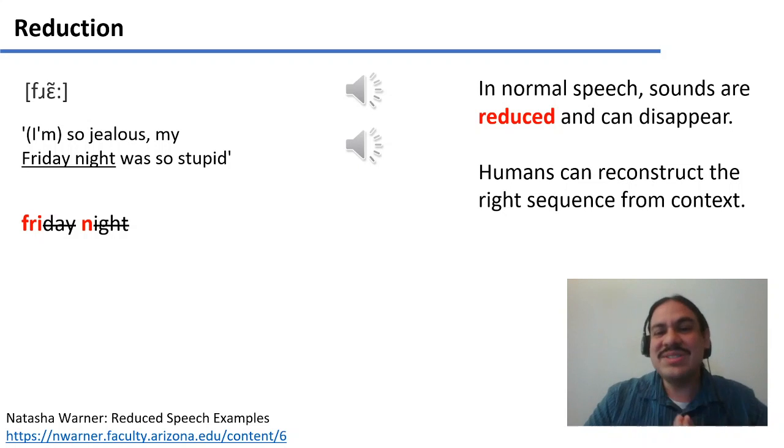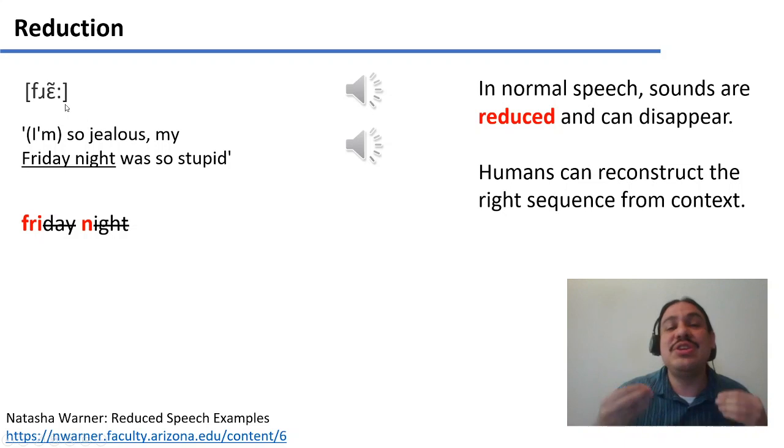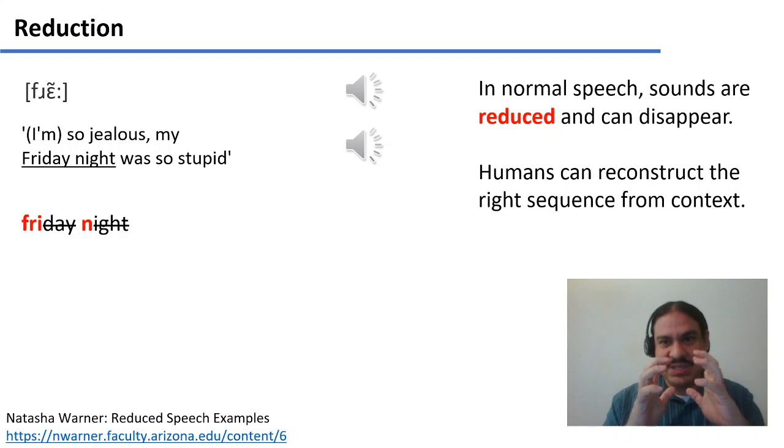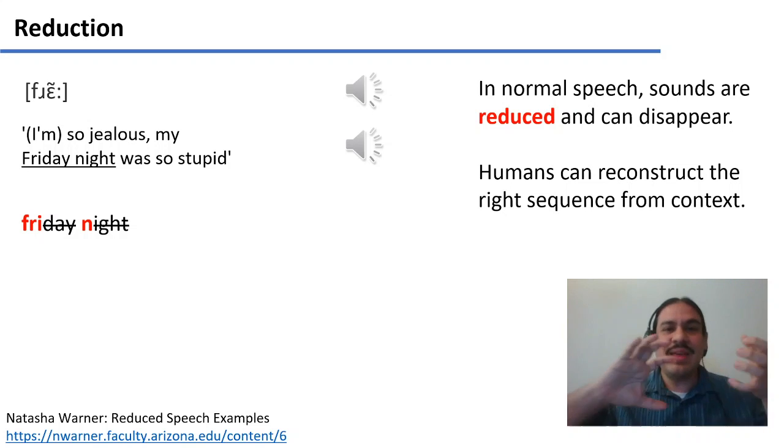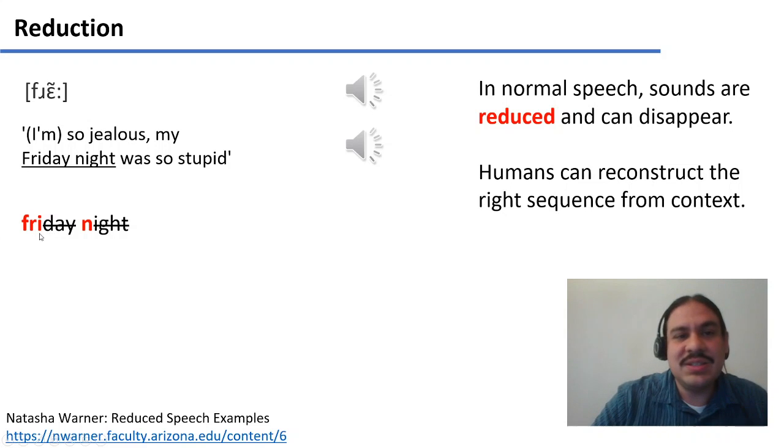Believe it or not, the person only said Fran. However, your brain reconstructs that sequence and makes you believe that you heard the words Friday night. What the person did was reduce her speech so that some of the sounds were blended together. For example, because she said this faster, this section was lost, as was this one. And then the nasality of the N survived by making this vowel nasal. So it's the first two parts of Friday, a vowel, and the nasality of the next word. Friend.